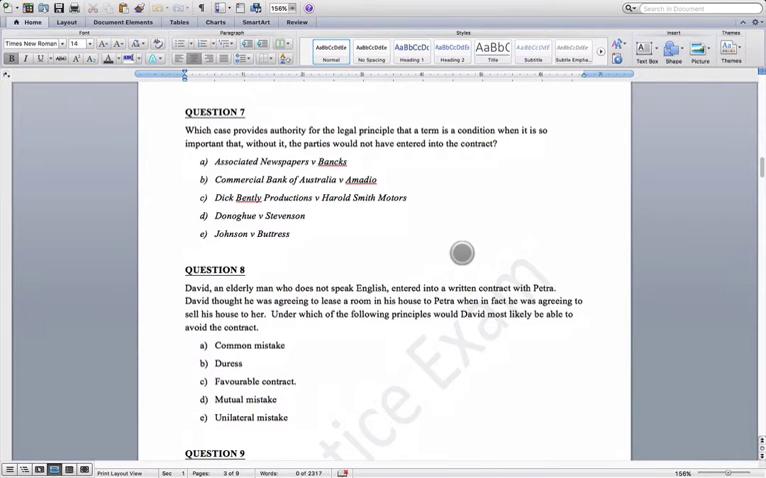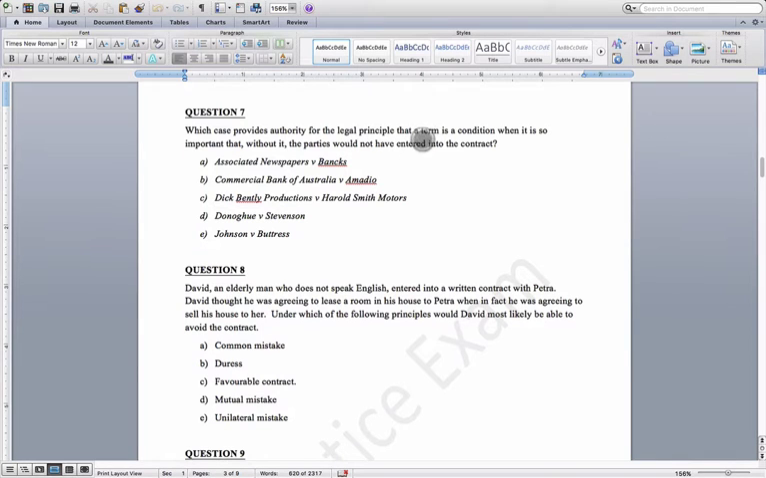Moving on to question 7. Which case provides authority for the legal principle that a term is a condition when it's so important that without it, the parties would not have entered into the contract? And then I've got a series of authorities here. So I'm actually looking to match the law or the case to the legal principle.